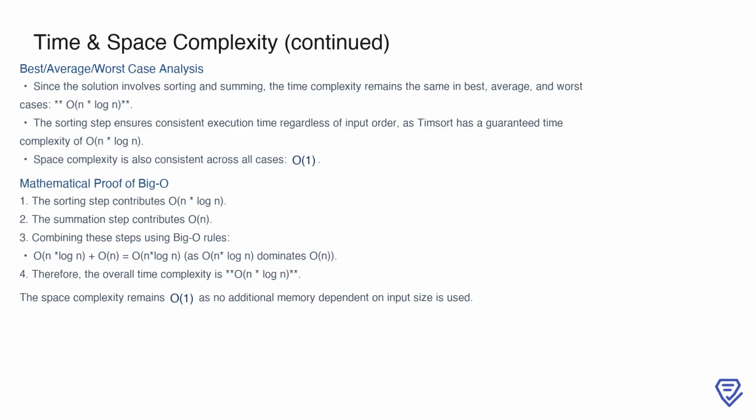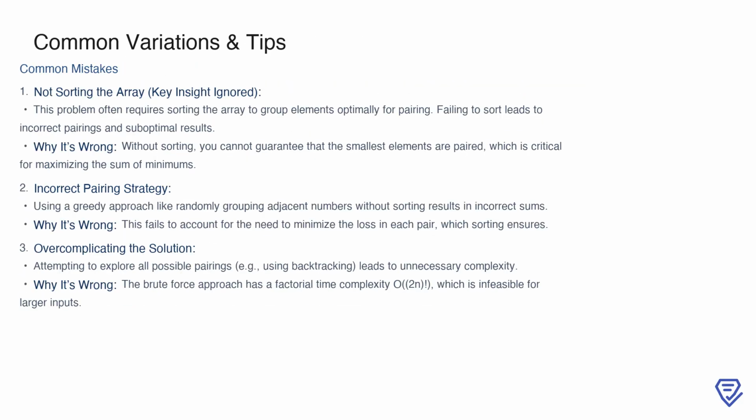Combining these using big O rules, n asterisk log n dominates n, so the overall time complexity is n asterisk log n. With no memory usage scaling with input size, the space complexity remains 1, confirming the efficiency of this solution in all scenarios. When solving the array partition problem, there are a few common mistakes to watch out for.